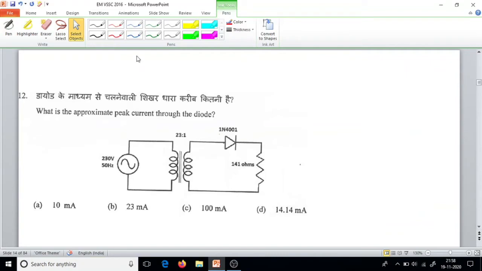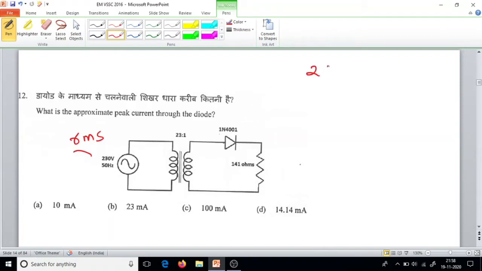Question number 12. What is the approximate peak current through the diode? Now, this 230 volt, what is this 230 volt? This 230 volt is the RMS voltage. It is not the peak voltage. Okay, you have to be careful about it.